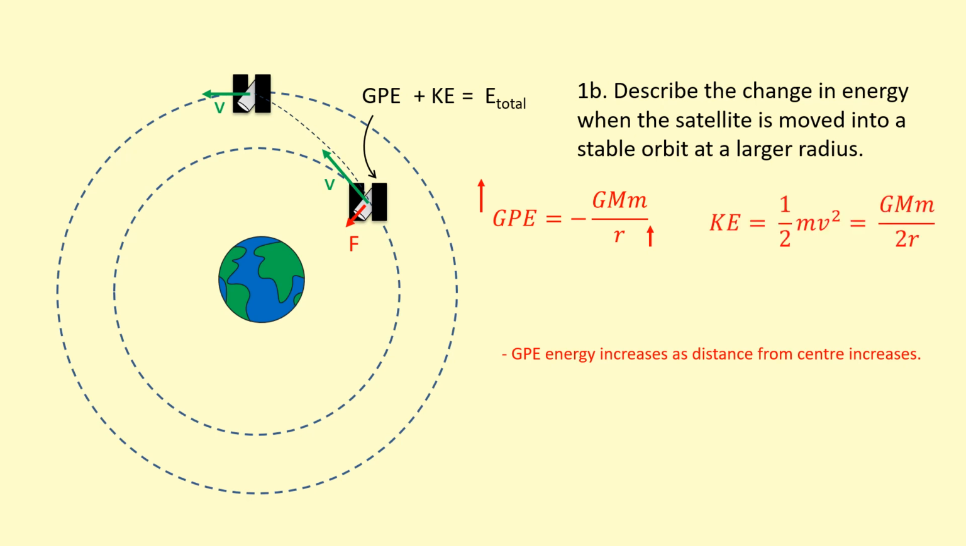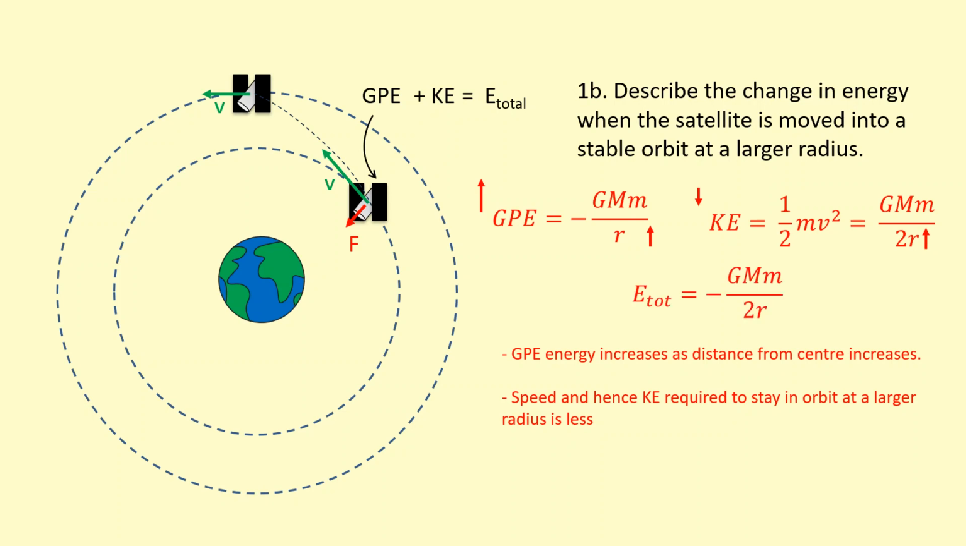Now the kinetic energy equation has GMm over 2r. So if r increases, then there's no negative here, so the kinetic energy will decrease. So it doesn't have to be going as fast at a larger radius. So the speed and hence the kinetic energy to stay in orbit at a larger radius is less.